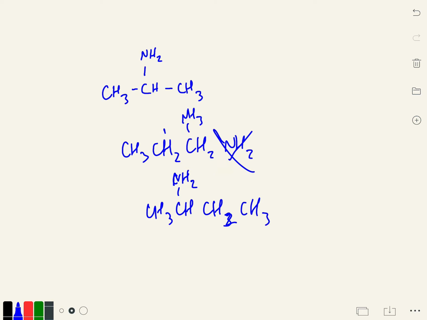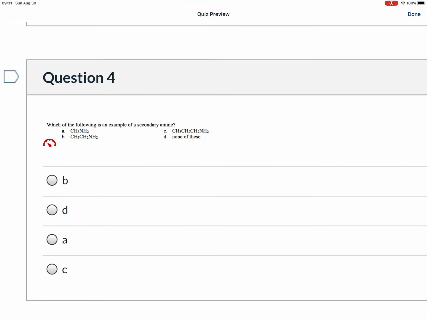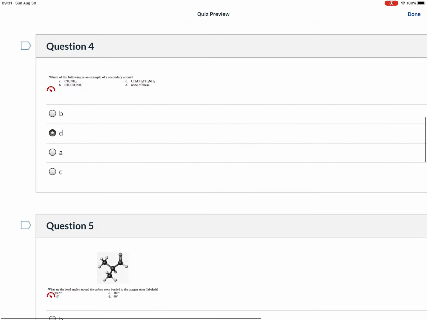Tertiary, it would be attached to a carbon with three carbons on it, so the carbon wouldn't have an H. We'd have like CH3, C, CH3, NH2, CH3, something like that. Tertiary. So in this one here, none of these, D, would be secondary amines.